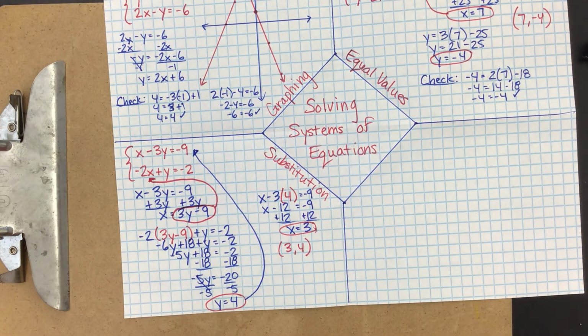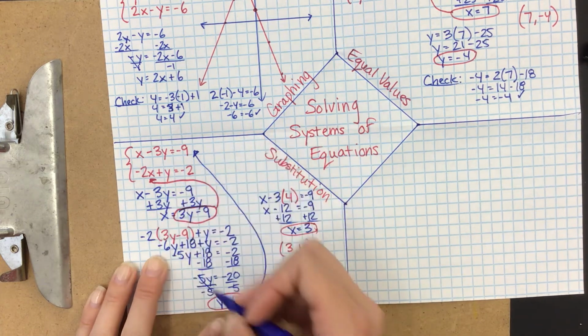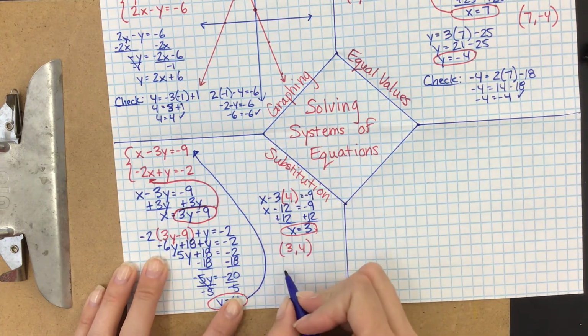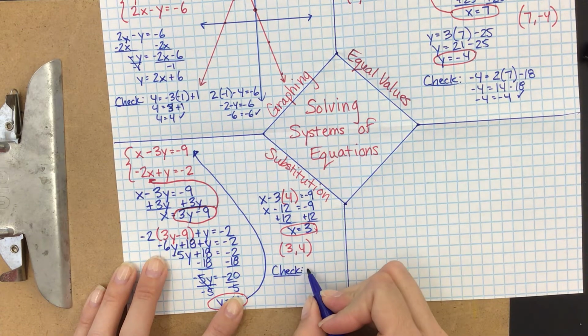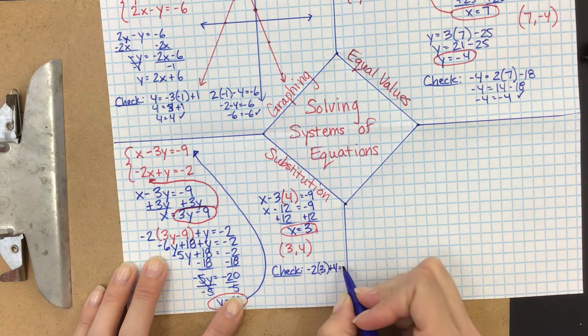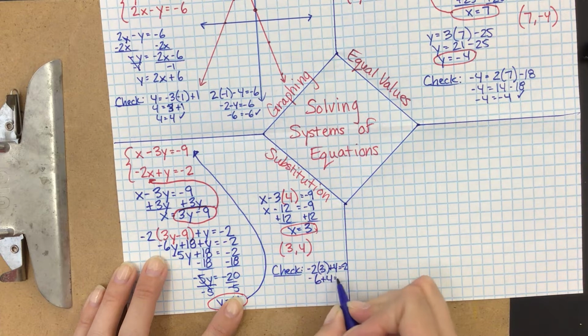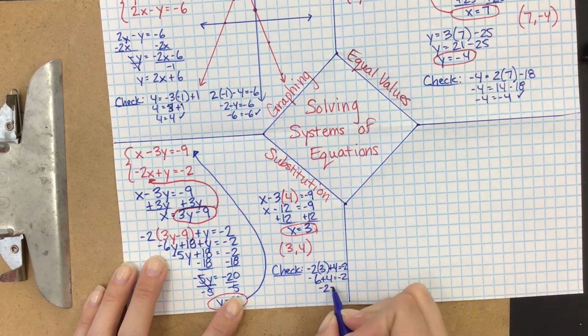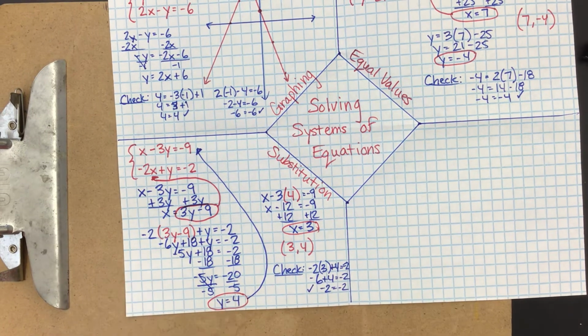And like always, I'm going to check it. I'm going to check it in the equation that I didn't use to find x. So this will be negative 2 times 3 plus 4 is equal to negative 2. I can already tell that it's going to work, but I just want to be thorough here. Yep, we're good. So that is your solution.